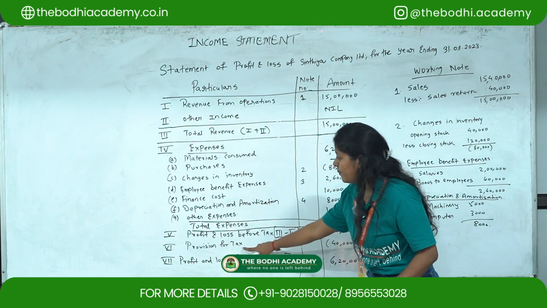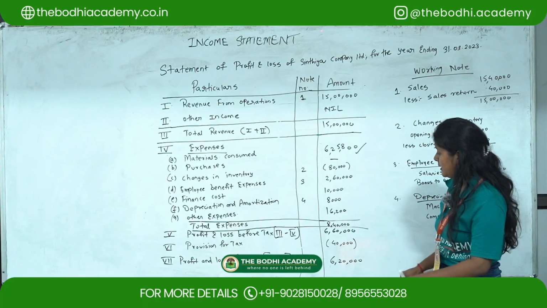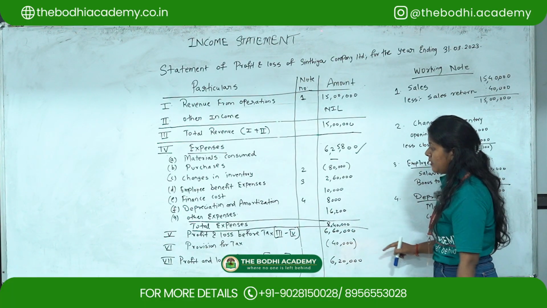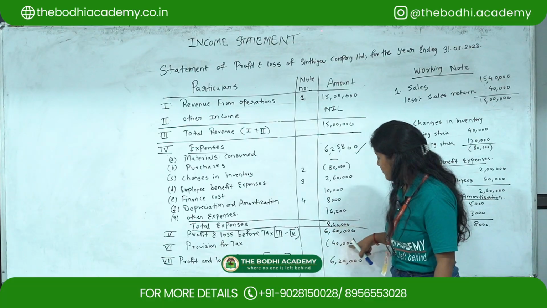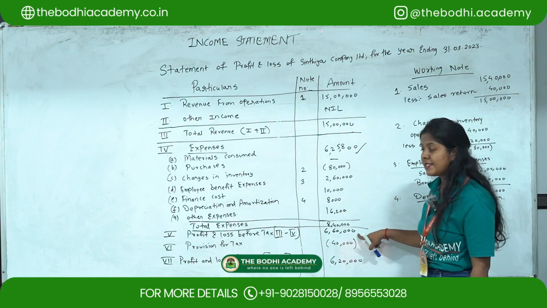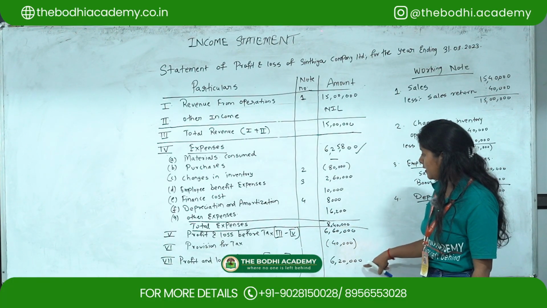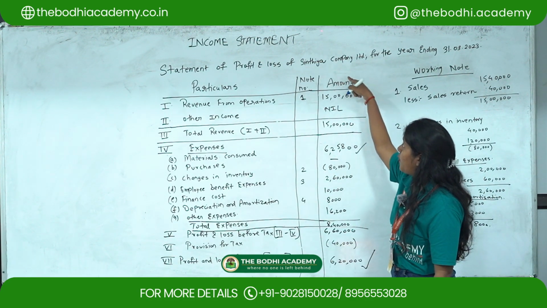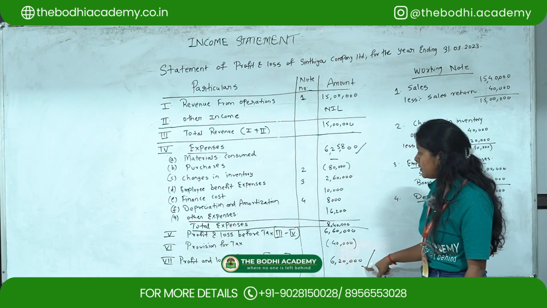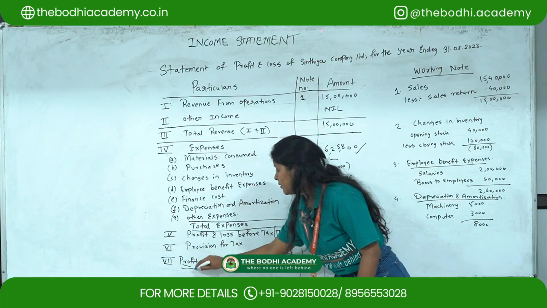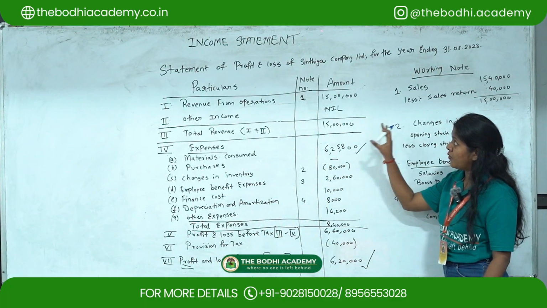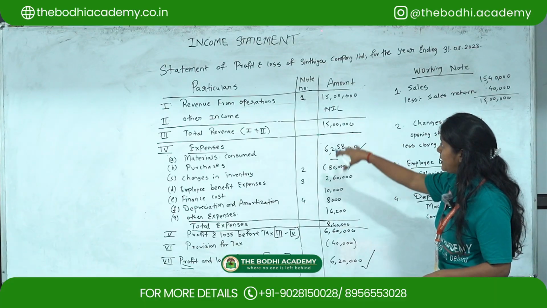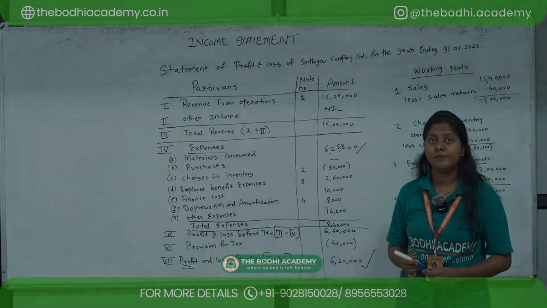After this you have to minus provision for tax. This amount is directly given in the question as 40,000. Since we pay the taxes, we have to minus it. Okay, so 6 lakh 60,000 minus 40, you will get 6 lakh 20,000. So this statement of profit and loss shows that we are into the profit. Okay, this is how you have to solve statement of profit and loss account, and on the respective places you have to write down the note number.